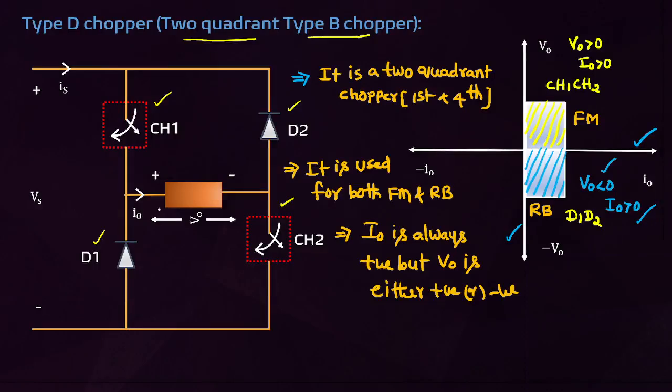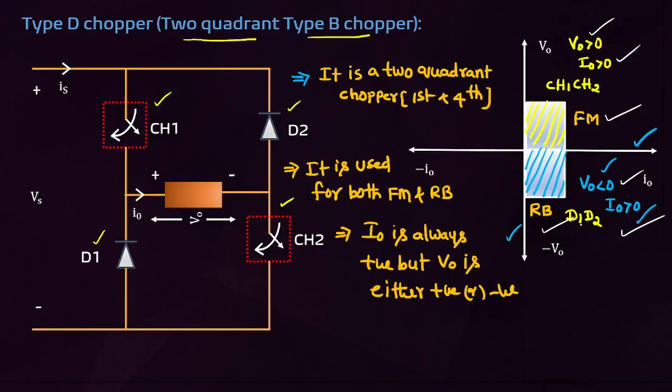Next, type D chopper, friends. Type D chopper is operated in which quadrant? First and fourth quadrant. First quadrant forward motoring, fourth quadrant reverse braking. In type D chopper, first quadrant V0 greater than 0, I0 greater than 0. Fourth quadrant V0 less than 0, I0 greater than 0.